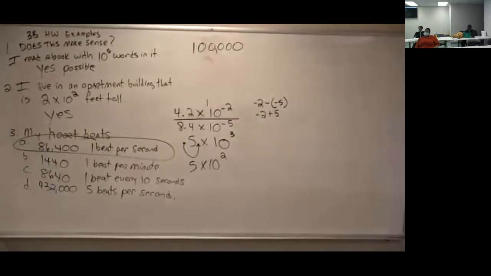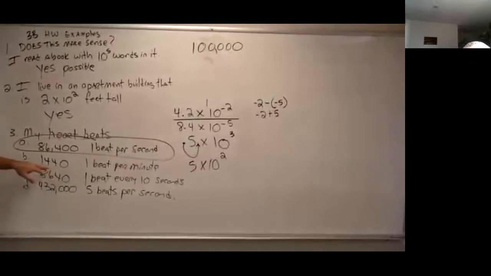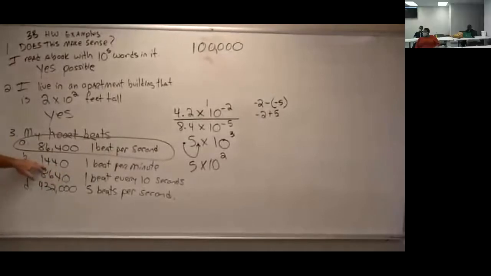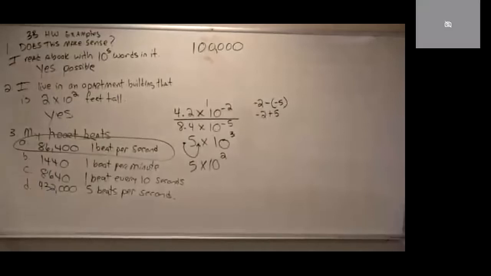I'm confused. What is the 86,000? If you did 1 heartbeat per second, it would come out to this per day. Oh, okay. And this would be, at 1 beat per minute, you'd have 1440 per day. 8640 if it did 1 beat every 10 seconds, and then 432,000 if it did 5 beats a second. So this is for one whole day? Yes. Okay.